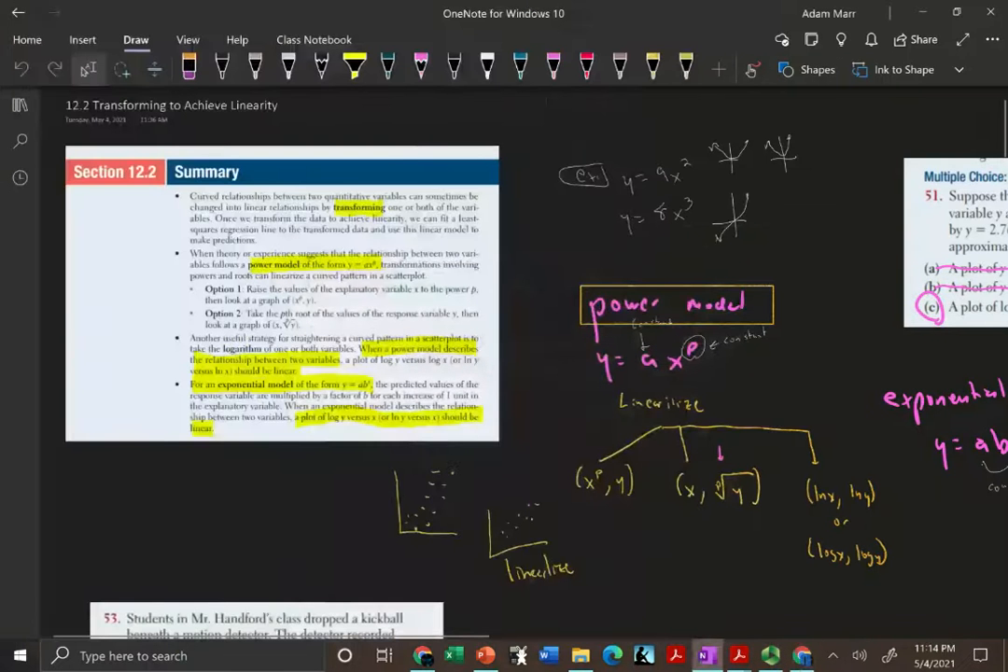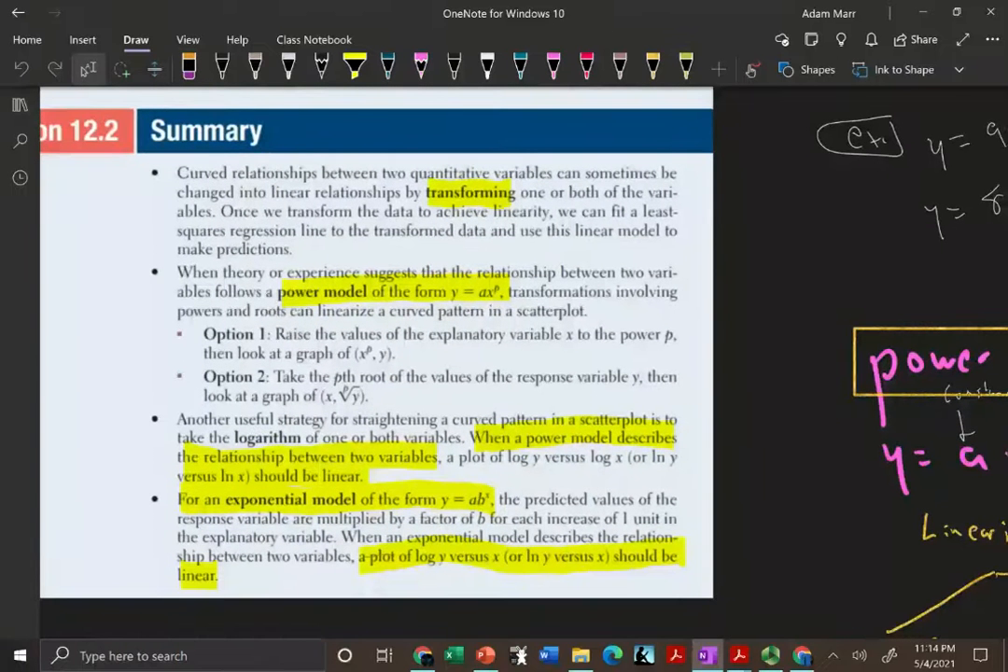So let me just kind of wrap up 12.2. All right, transforming to achieve linearity. This we went over in class today. A curved relationship between two quantitative variables can sometimes be changed into a linear relationship by transforming one or both of the variables. Once we transform the data to achieve linearity, we can fit a least squares regression line to the transformed data and then use this linear model to make predictions.